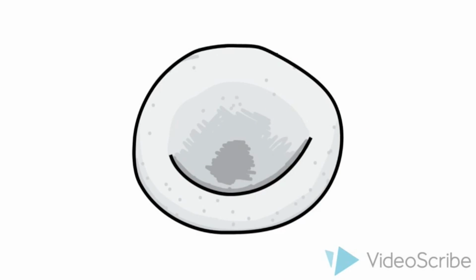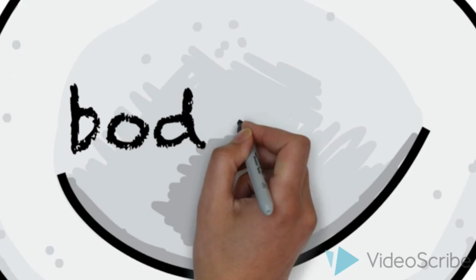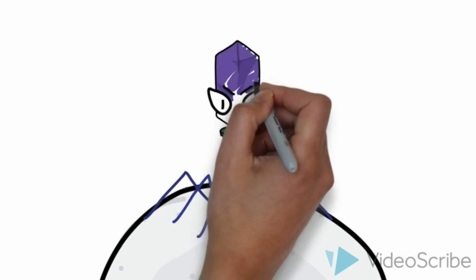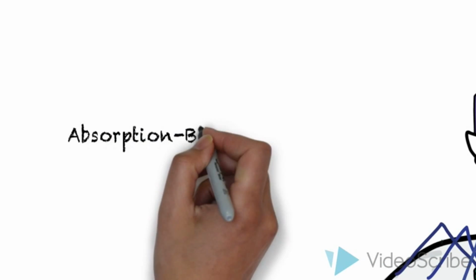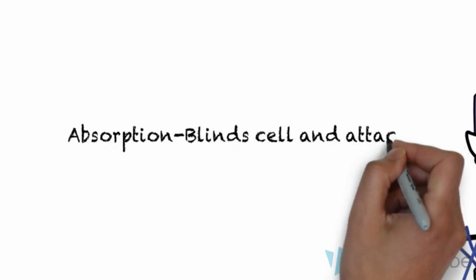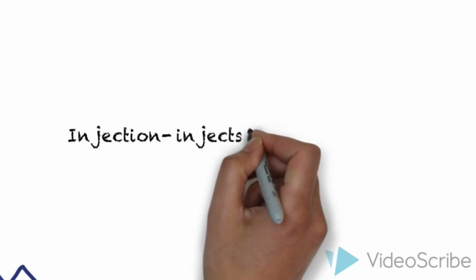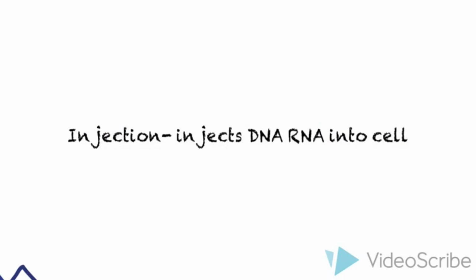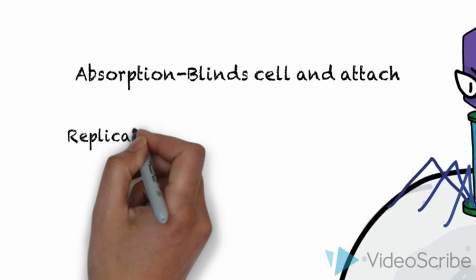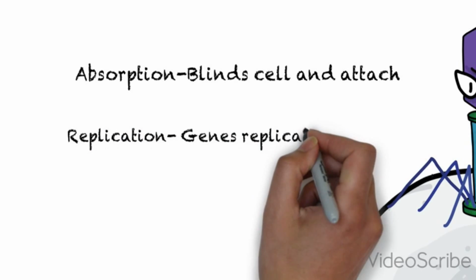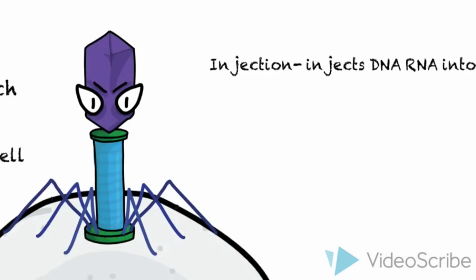Now, viruses reproduce in different ways compared to bacteria. First, absorption. Viruses attach themselves to a host cell. Second, injection. They inject their DNA or RNA into the cell. Third, replication. They use a cell to clone their own DNA or RNA.